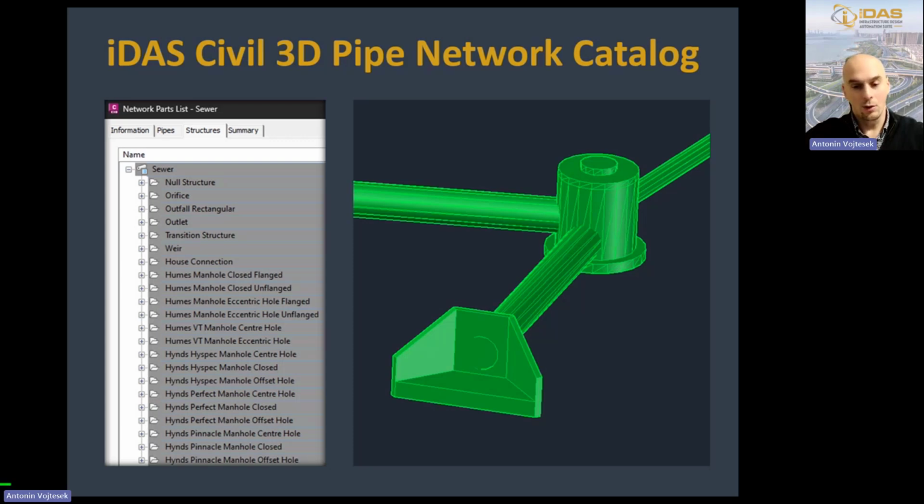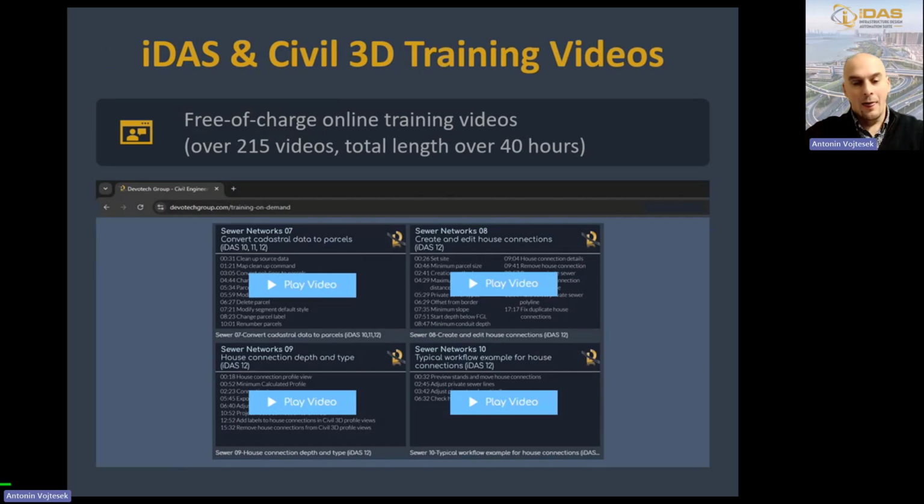And there's no point of having a good software if you don't know how to use it. So that's why we provide free of charge online training videos. There's over 215 videos with total length over 40 hours that you can use. And as you can see on the print screen below, the videos do have timestamps, so you can quickly see what this video contains. You can go to a specific timestamp if you are interested only in a specific topic. Those videos can be shared with the colleagues.